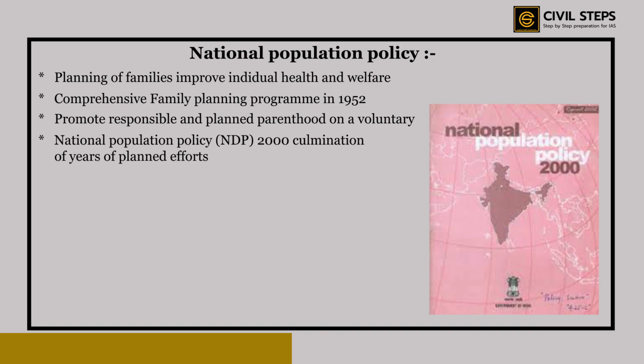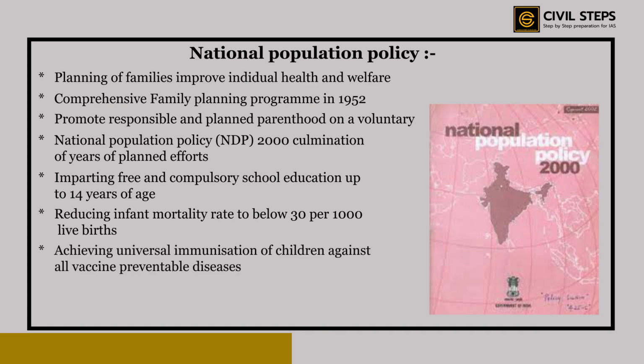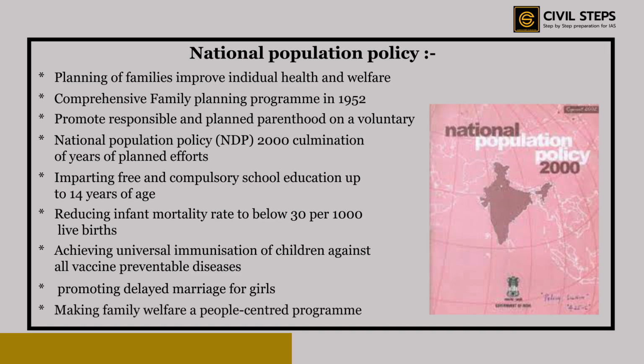The National Population Policy NPP 2000 is a culmination of years of planned efforts. The NPP 2000 provides a policy framework for imparting free and compulsory school education up to 14 years of age, reducing the infant mortality rate to below 30 per thousand live births, achieving universal immunization of children against all the vaccine preventable diseases, promoting delayed marriage for girls, and making family welfare a people-centered program.